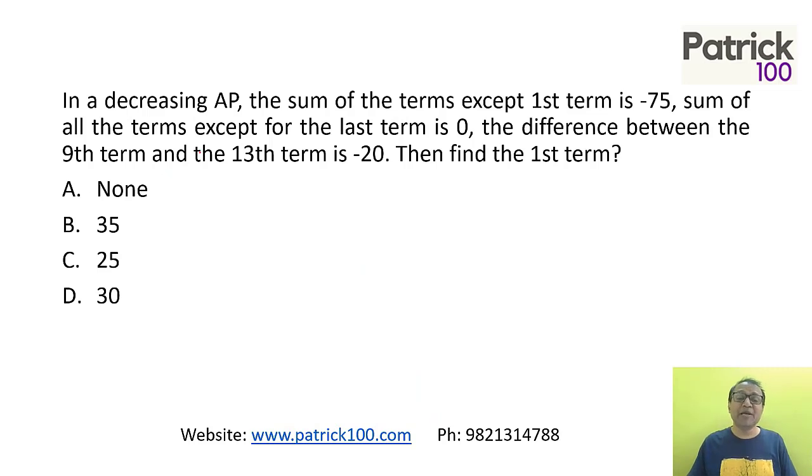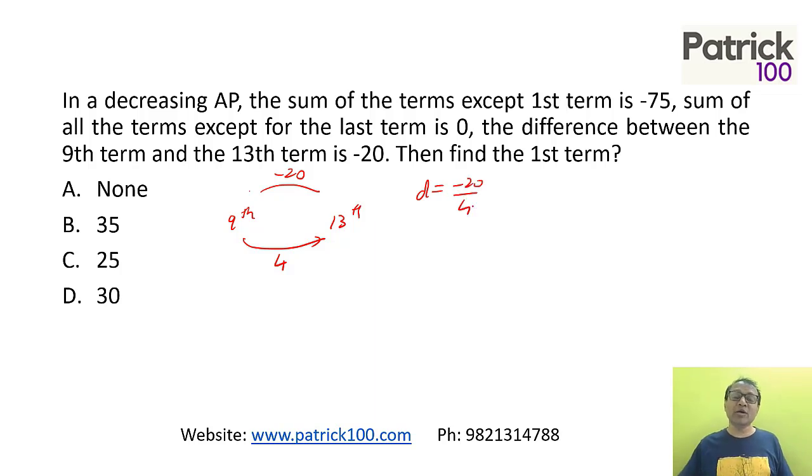Next, in a decreasing AP, the sum of all the terms except first term is minus 75. Sum of all the terms except last term is 0. Difference between 9th term and 13th term is minus 20. So look at 9th term and 13th term. Total 4 terms. In 4 terms, the difference is minus 20. So D will become minus 20 upon 4 because the difference is 20 in 4 terms. So each term, the difference between 2 consecutive terms will be minus 5.